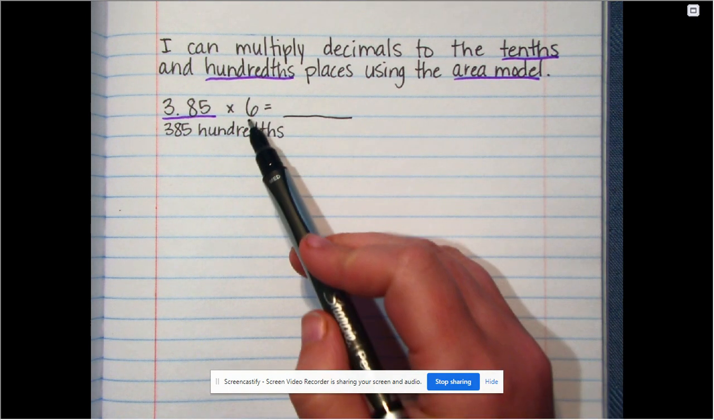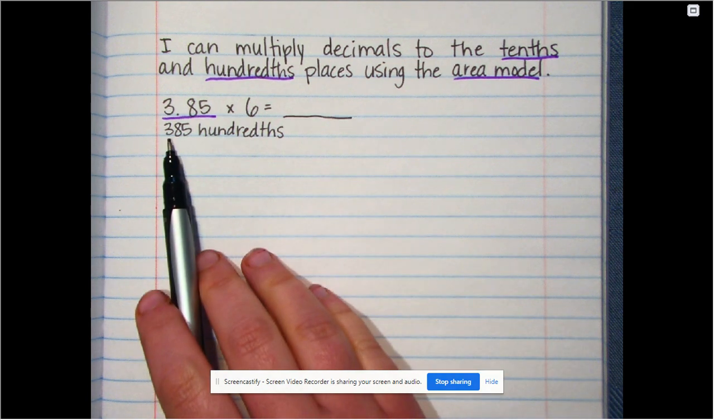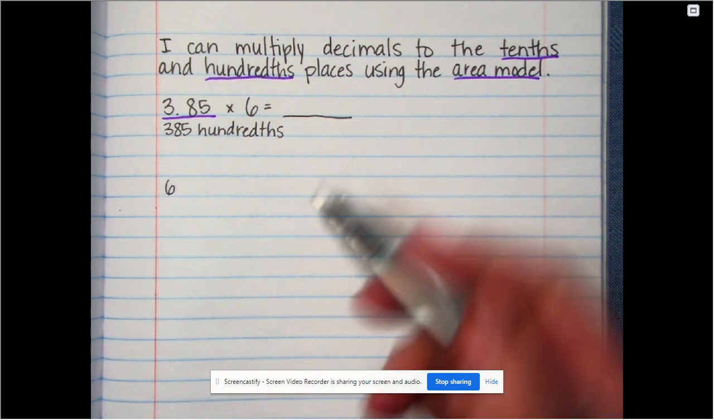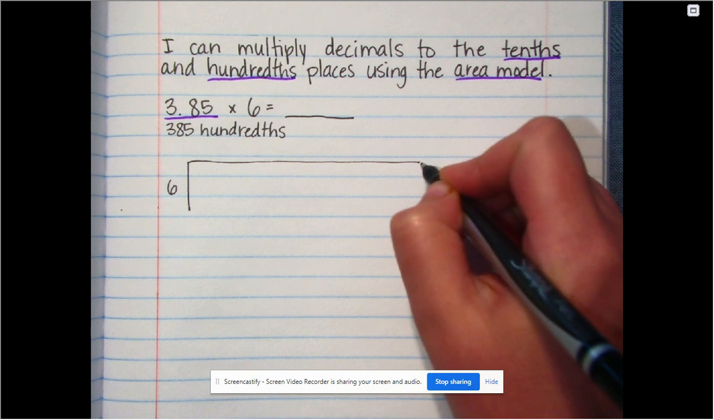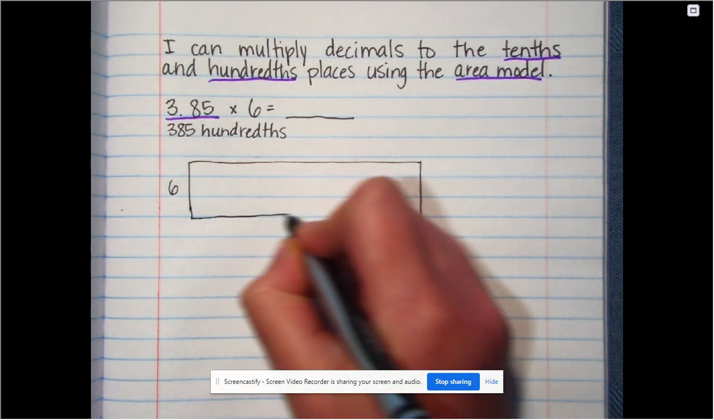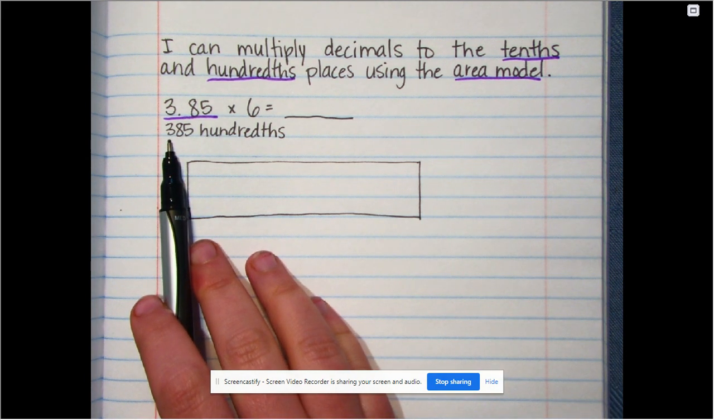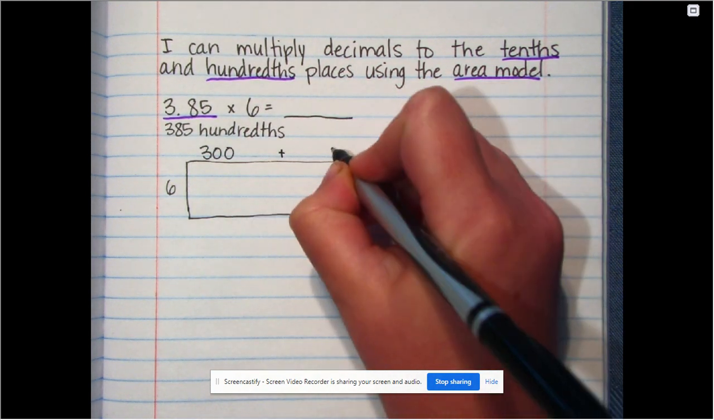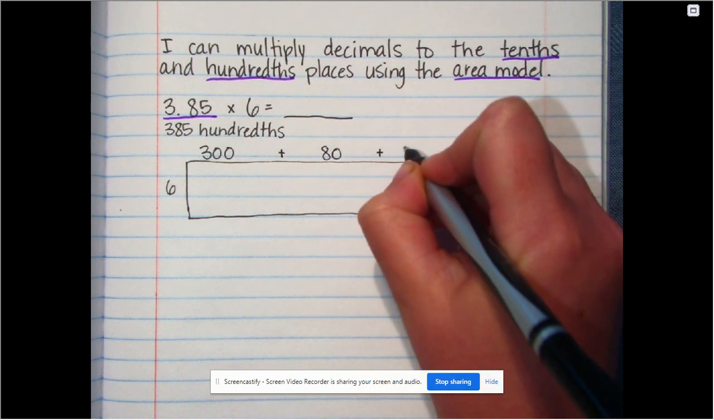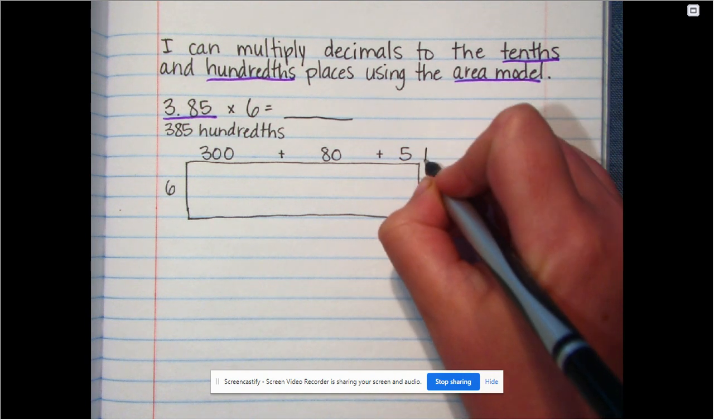The first thing that I like to do is put the second number over on the left-hand side. And then I'm going to have enough places to be able to write 385 hundredths. When I'm drawing the area model, I want to make sure that each box represents approximately the size of the piece that it's going to show. So I'm going to show 385 as 300 plus 80 plus 5. And then I'm going to make sure that I write the word hundredths so I remember what place value we are in.